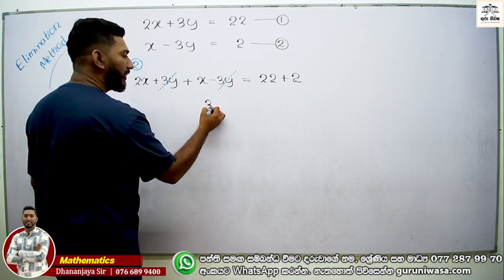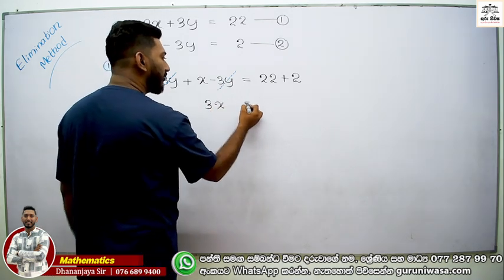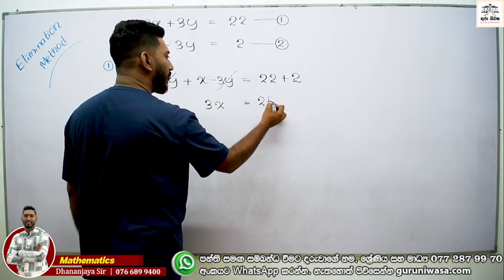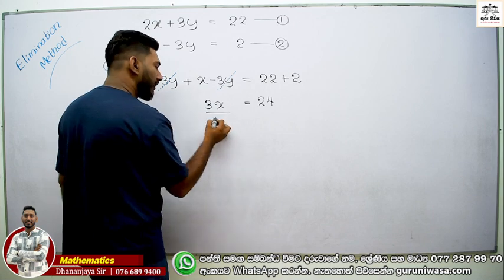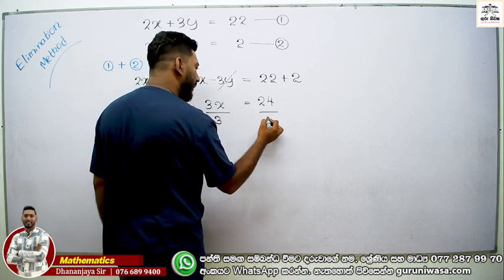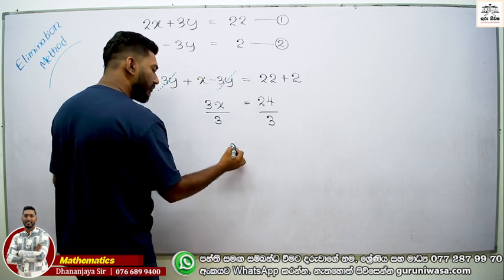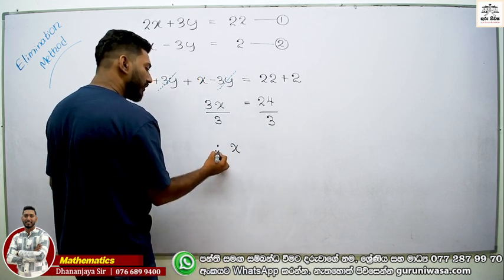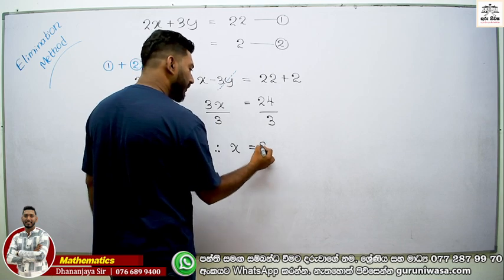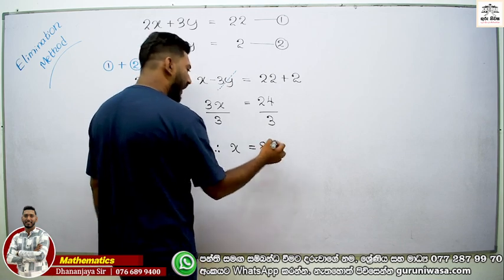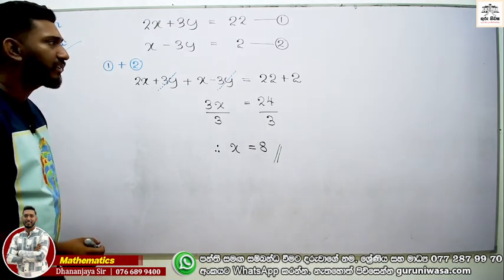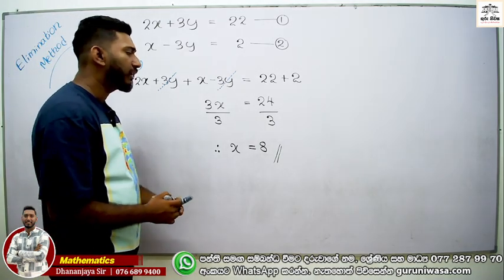Now it becomes 3x equals to 24. Now tell me, you know the method, divide by 3. Now finally, therefore, x is equals to 8. Yes, x becomes 8.